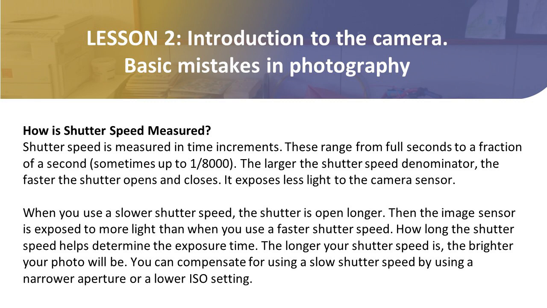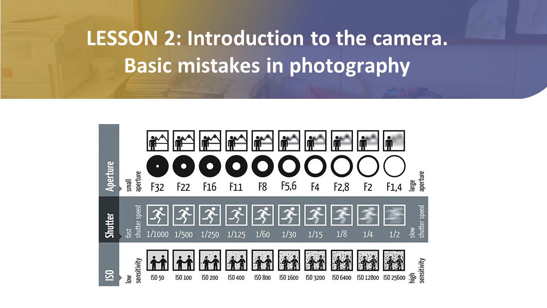How long the shutter speed helps determine the exposure time. The longer your shutter speed is, the brighter your photo will be. You can compensate for using a slow shutter speed by using a narrower aperture or a lower ISO setting. There's not just one way of getting the light, the brightness or the darkness you wish to get in a photo. It's all a combination within the aperture triangle that we referred to a few slides before.